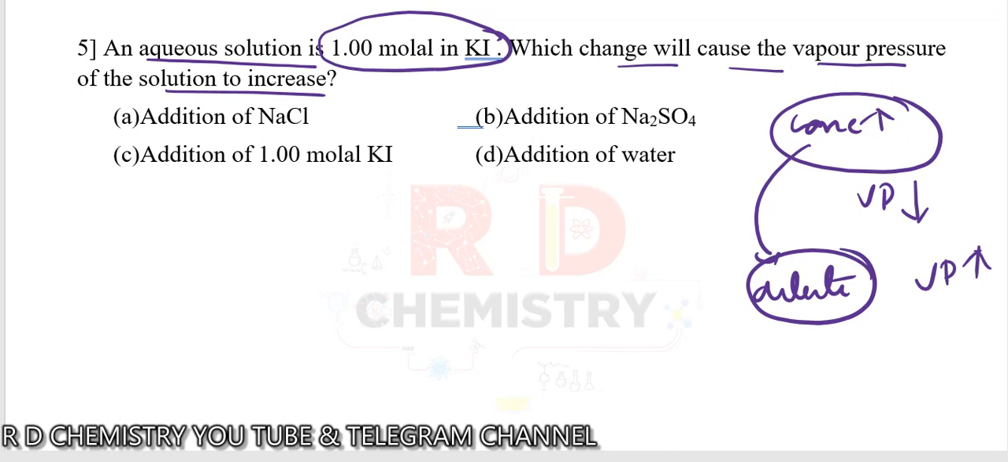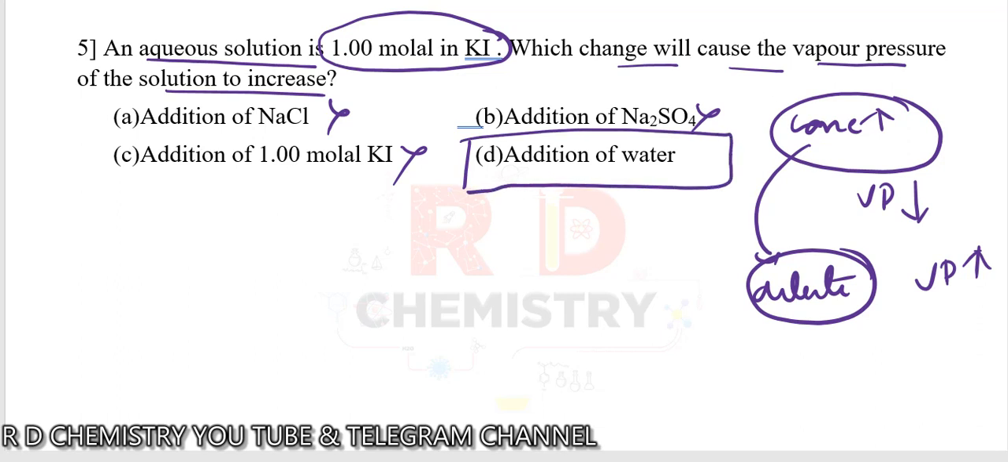So what should be the answer? We should not dissolve these electrolytes. So add more and more water, dilute it. Therefore, water will vaporize easily, giving more vapor pressure. Right? So D is the answer.